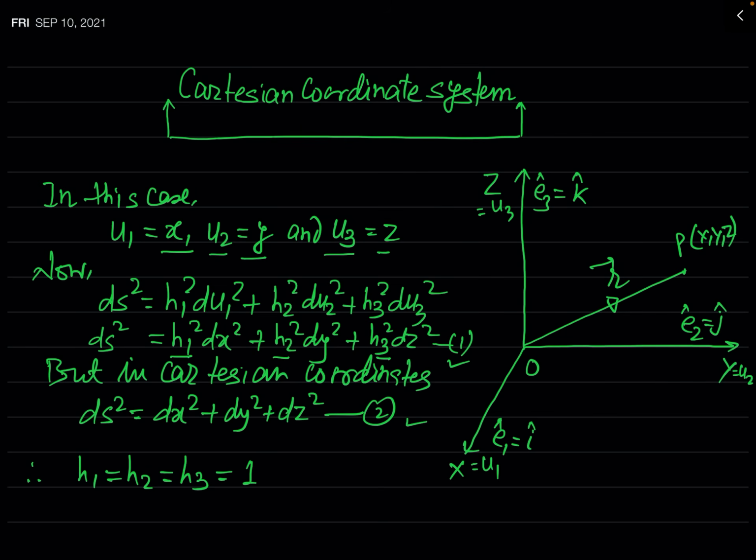Now one by one you can find what will be the expression for different quantities in Cartesian coordinate system. So now let us start to get the expression for different quantities which we have discussed in general orthogonal curvilinear coordinate system in the previous lecture. So first of all, we will see what will be the volume element.